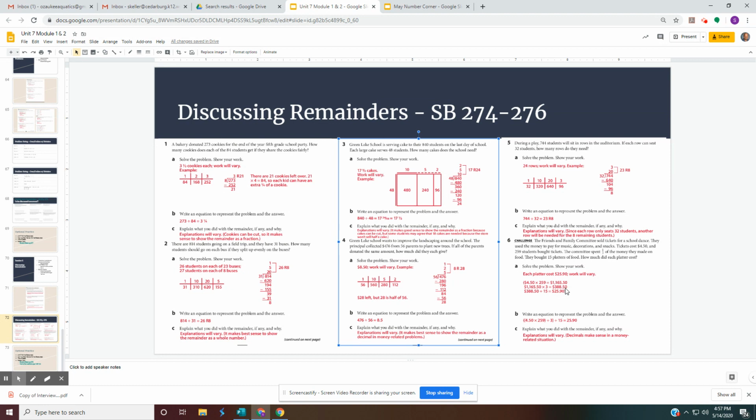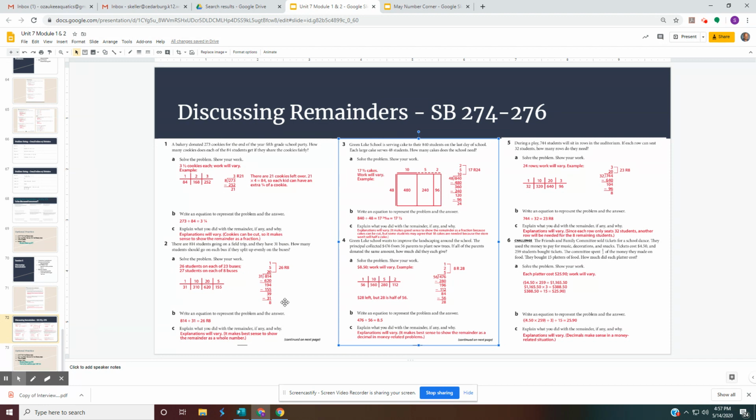$388.50. But I'm not done there, because that's how much we spent on 15 platters. They wanted to know how much we spent on one platter. So then we would divide that by 15 and get $25.90. All right, we would have to use the decimal because they're looking for an exact price.